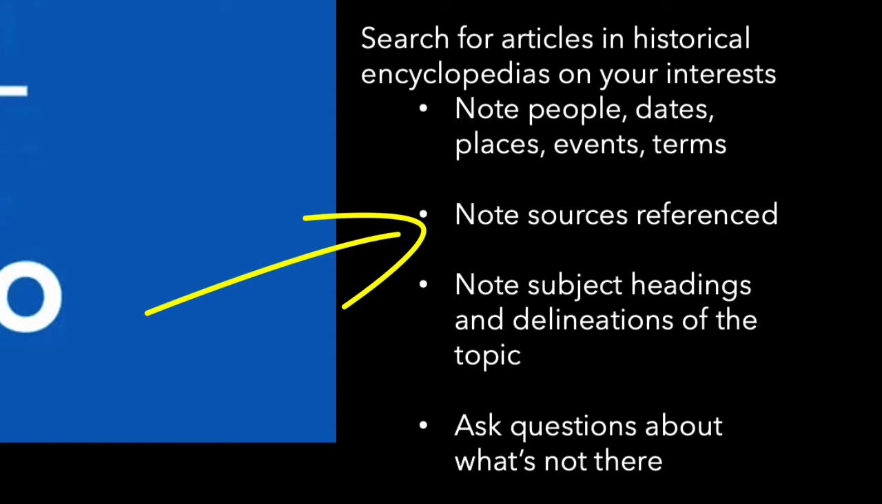Also take notes on any sources that are referenced in the article. This might be in a bibliography at the end of the article, or it might be just kind of generally referenced throughout the middle of the article. In either case, these references can lead you to really good primary and secondary sources.